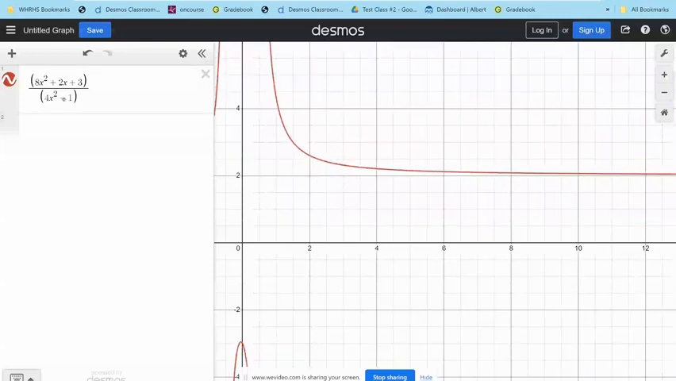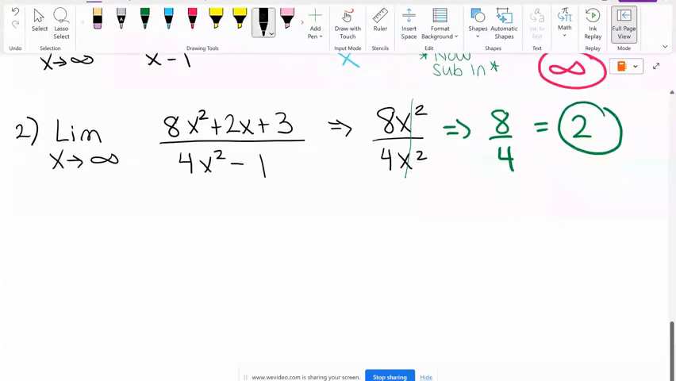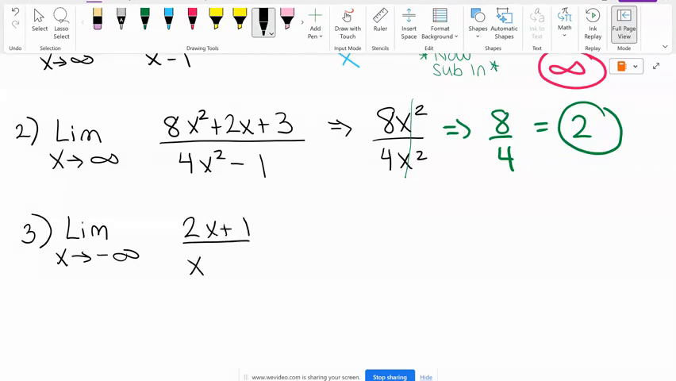Okay, let's keep going. But let's solve it. Just after this problem, you could go. The limit as x approaches, doesn't really matter, let's do negative infinity, of 2x plus 1 over x squared minus 9.